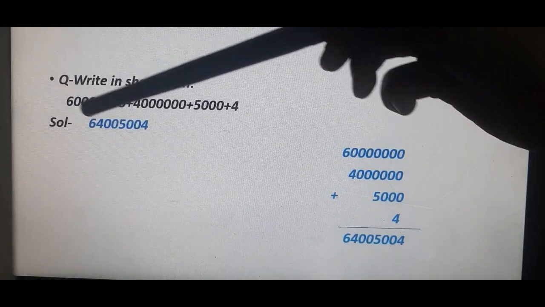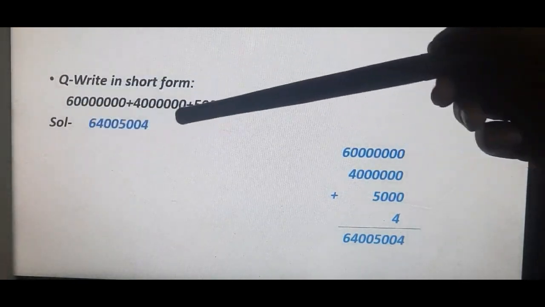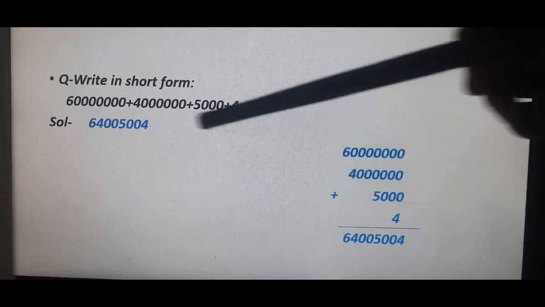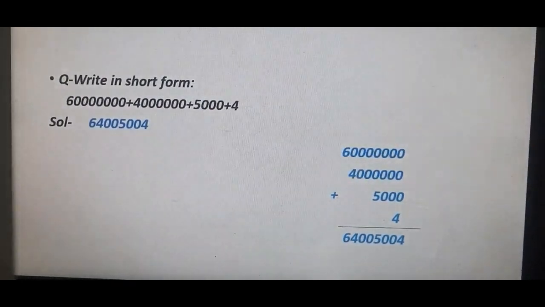Either you can write the places and below this you can write the digits, or you can do addition in the rough column. After doing addition you will get the standard form, that is right.